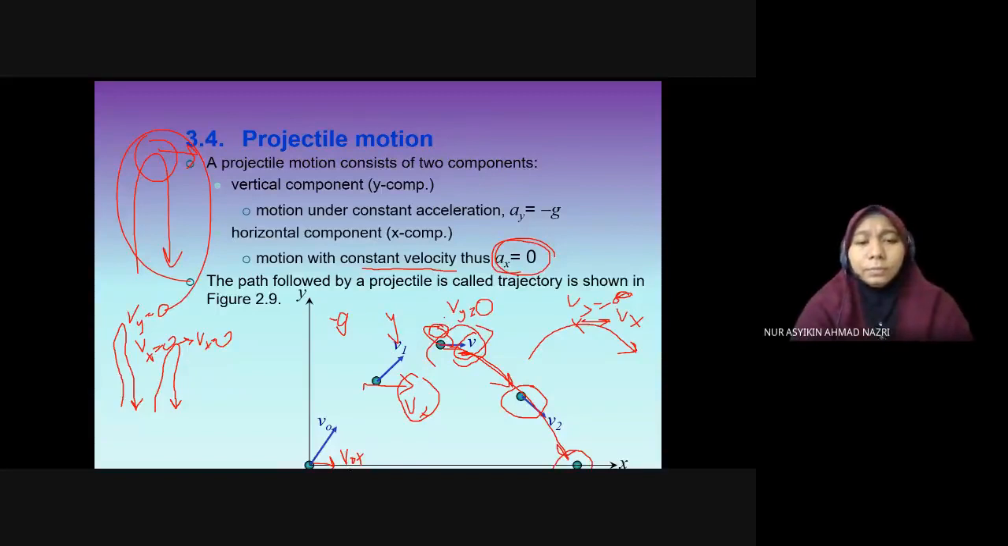So here what happened? We have different values of Vy. Here we have V naught y. Here we will have Vy. Here Vy equals 0.